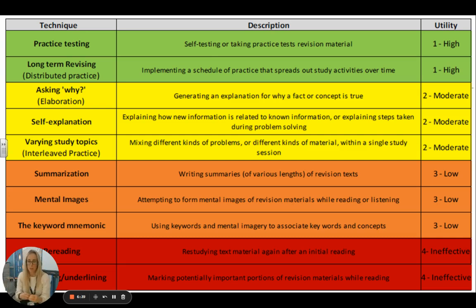What did I get wrong? What did I not get marks for? Right, get the next one. Long-term revising, so distributed practice, talking about that review and revisiting. So implementing a scheduled practice that spreads out activities over time.